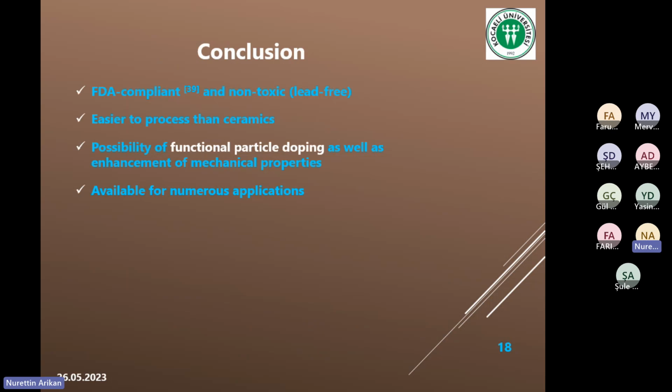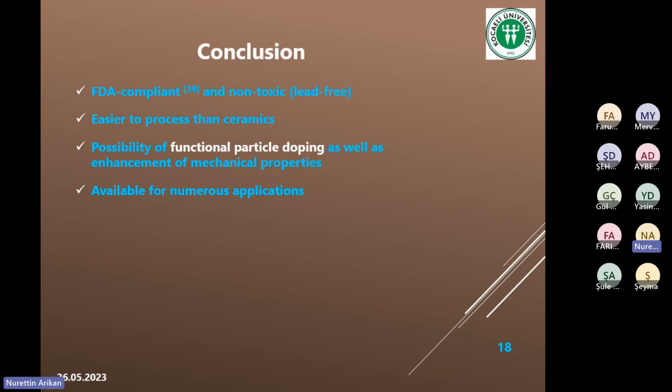And I would like to conclude about PVDF. We can say within this frame, it's a non-toxic, lead-free piezoelectric material and FDA compliant. Since it's a very inert engineering thermoplastic, it might contact food or other substances, and it won't harm them as it's non-toxic. And PVDF has another advantage. It's easier to process than ceramics.